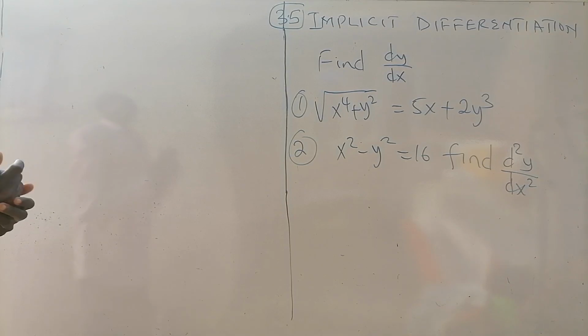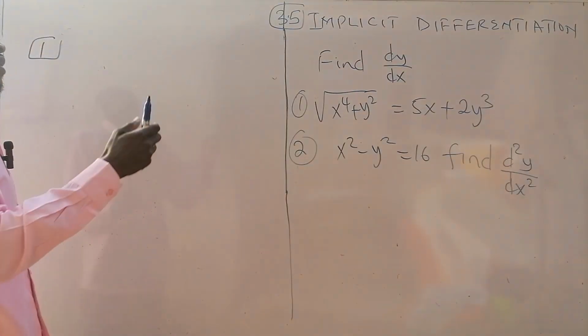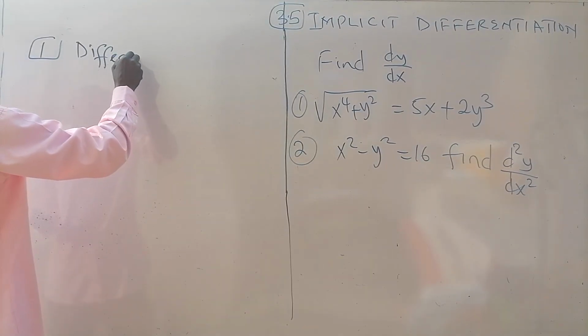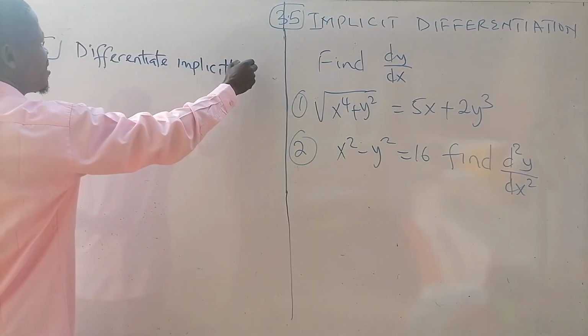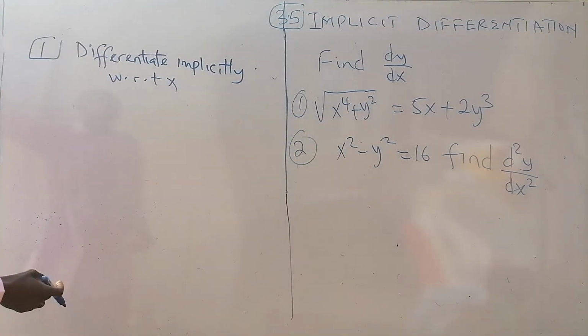We have the second part. We're still on implicit differentiation. Okay, so the first one, we're going to start with: differentiate implicitly with respect to x. This one. So how do you differentiate that?